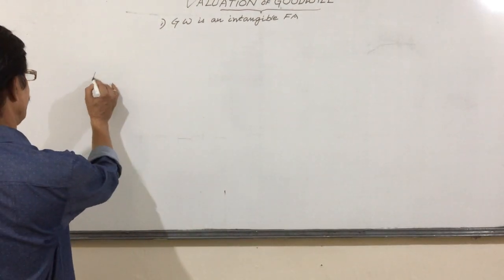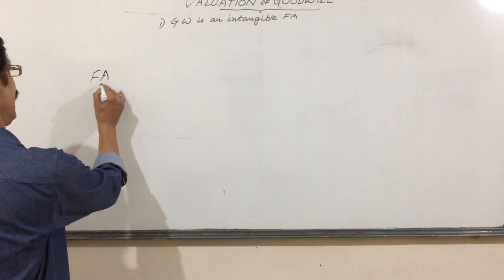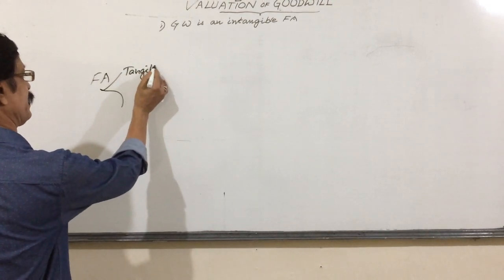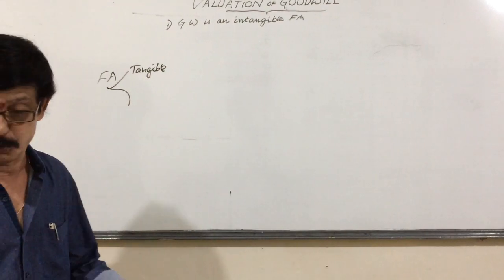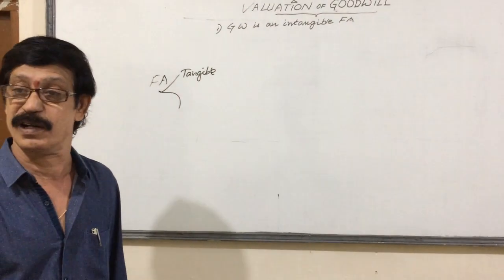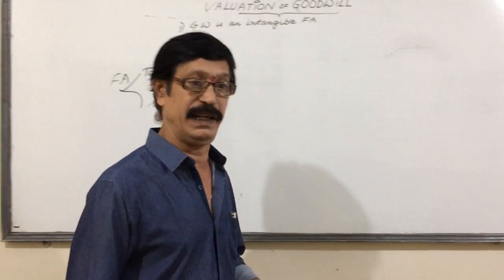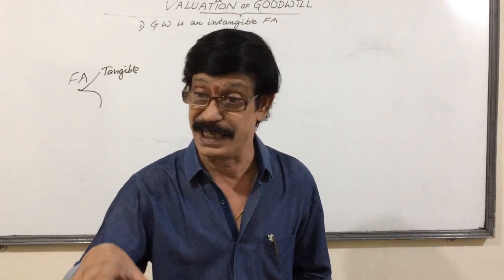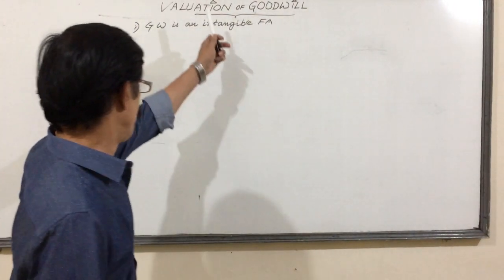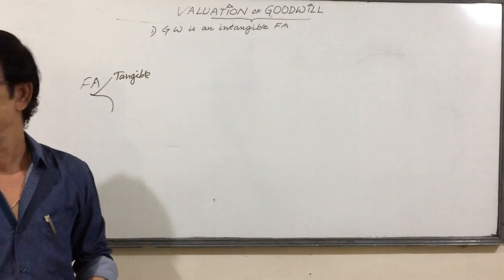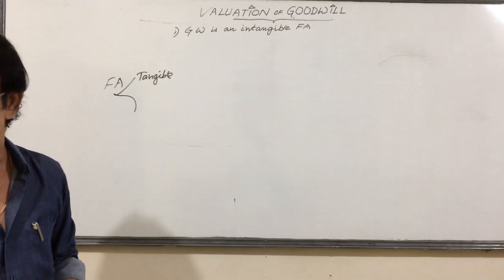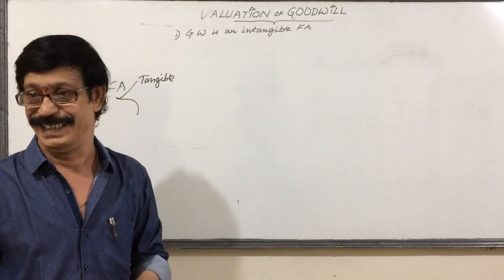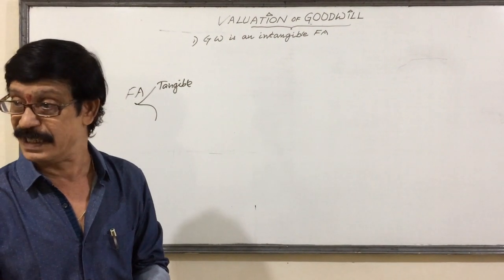Now, the fixed assets are again two types, tangible and intangible. Tangible means what you can see, what you can touch. They are all called tangible fixed assets. Land and building, plant and machinery, furniture and fittings, premises, they are all tangible fixed assets. Our topic: goodwill, patents, trademarks, copyrights, they are all called intangible fixed assets. We can't see, we can't touch it. They are called intangible. Understanding?